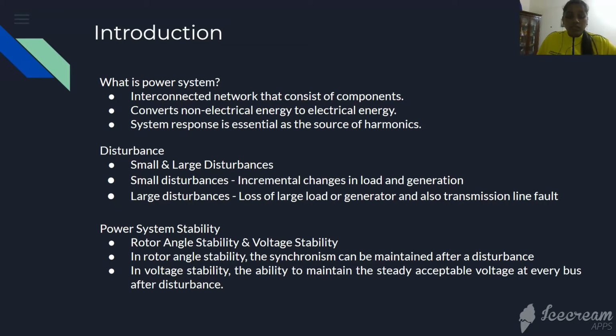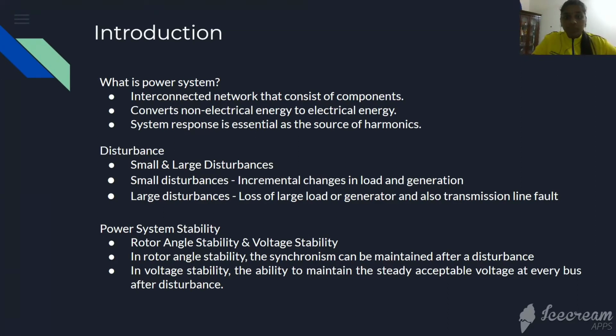So today I'm going to present the introduction, project objectives, and also the scope of the study. For the introduction, I would like to start with the definition of what a power system is. A power system is well known for its interconnected network that consists of components that convert non-electrical energy to electrical energy form and also distribute the electrical energy from generating sources to the load, which is essentially important to deliver electricity economically and reliably.